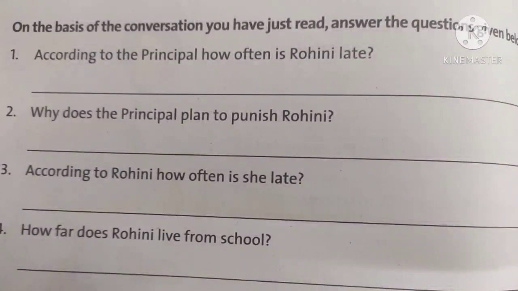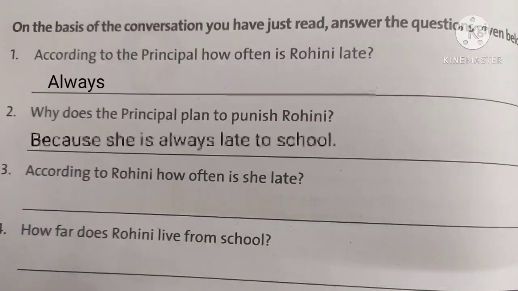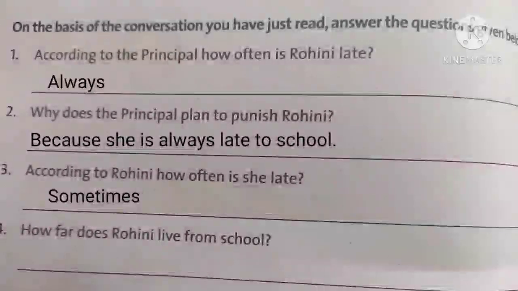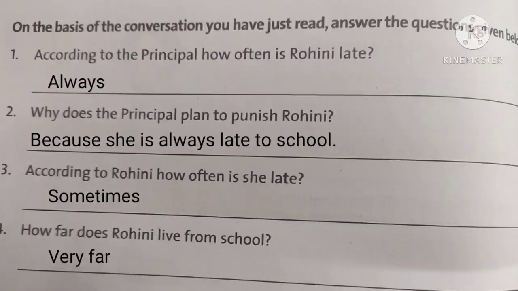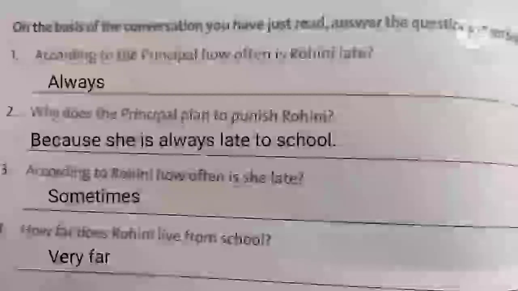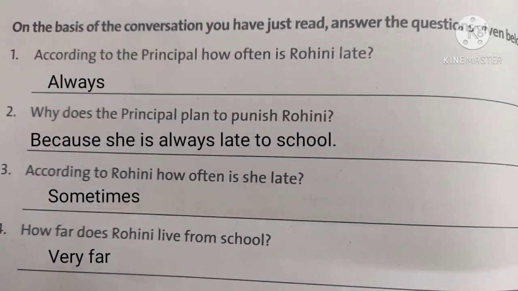So, number 1, according to the principal, how often is Rohini late? Always. Principal thinks she is always late. Why does the principal plan to punish Rohini? Because she is always late to school. She always comes late to school. Number 3, according to Rohini, how often is she late? According to Rohini, she is sometimes late. And number 4, how far does Rohini live from school? She lives very far, quite far away from the school. So all these words that we have written, like always, sometimes, very, often, they all are adverbs of frequency. They are telling how often the action takes place.